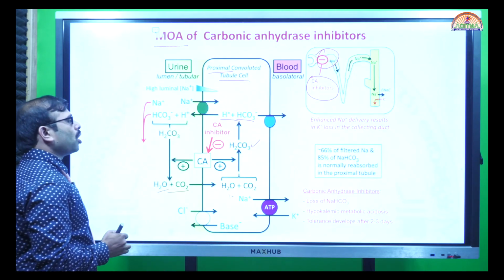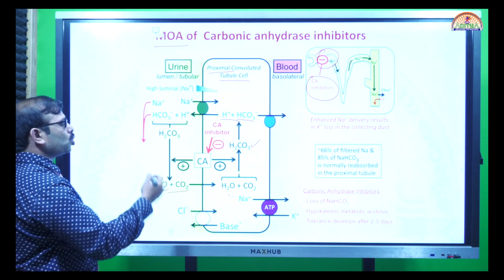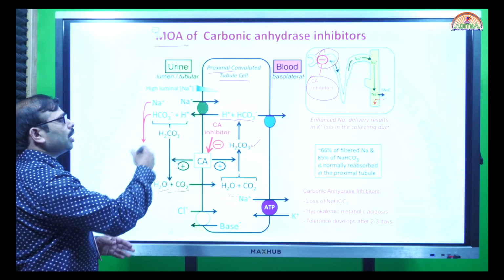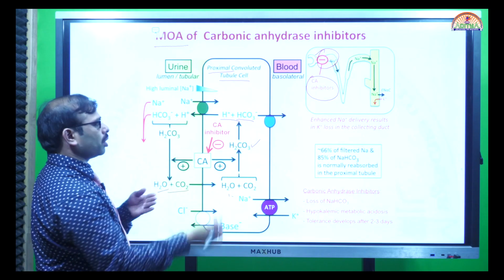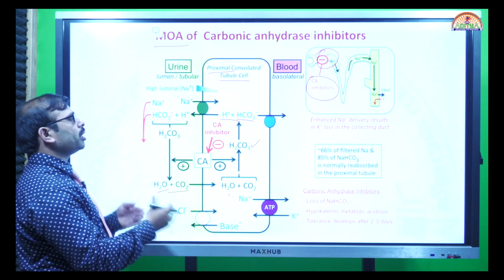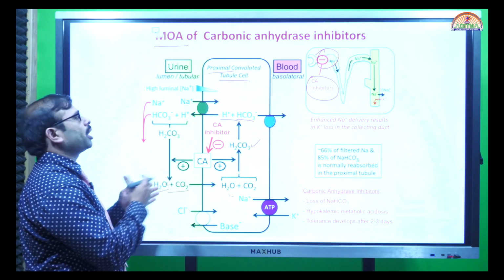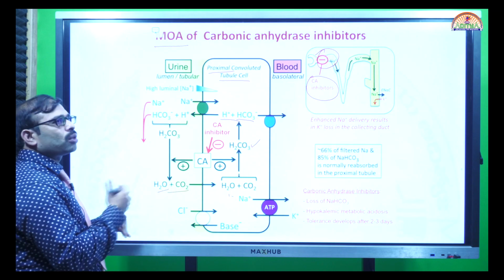Okay, sodium ions. The natural process that occurs is that carbonic anhydrase plays an important role in the formation of carbonic acid, followed by bicarbonate and H plus ions. Exchange of H plus ions will take place from the PCT to the urine. This is a natural process that will occur.